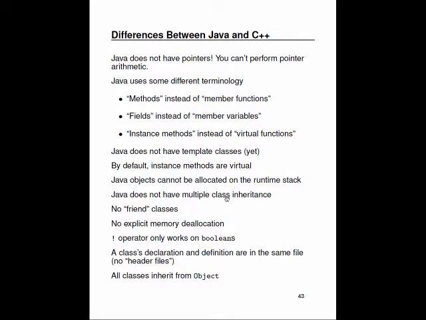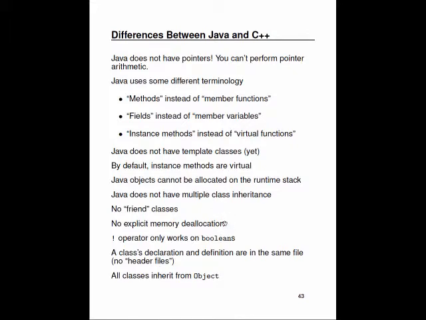Java does not have multiple class inheritance. Again, you can implement multiple interfaces, but you can only inherit one class. You don't have friend classes in Java like you do in C++. You can have classes in the same package, which are kind of like friends. Maybe they're more like neighbors or something. But the whole idea of, oh, you're my friend, and so here's access to all my private data, that's just a really weird thing. And they don't have it in Java.